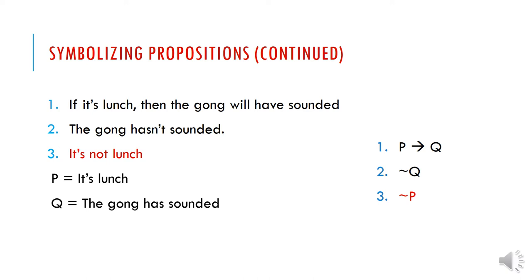P arrow Q, not Q, therefore not P. We're saying if it's lunch, P, then arrow, the gong will have sounded. Then in premise two, we're saying the gong has not sounded. It's not the case that the gong has sounded. And then in conclusion three, we say it's not the case that it's lunch. It is not lunch. From this symbol form, we can better see how the premises work to guarantee the conclusion. And if we can't, then we'll need to create a truth table which will tell us definitely whether or not the argument's valid or invalid. This argument happens to be valid.